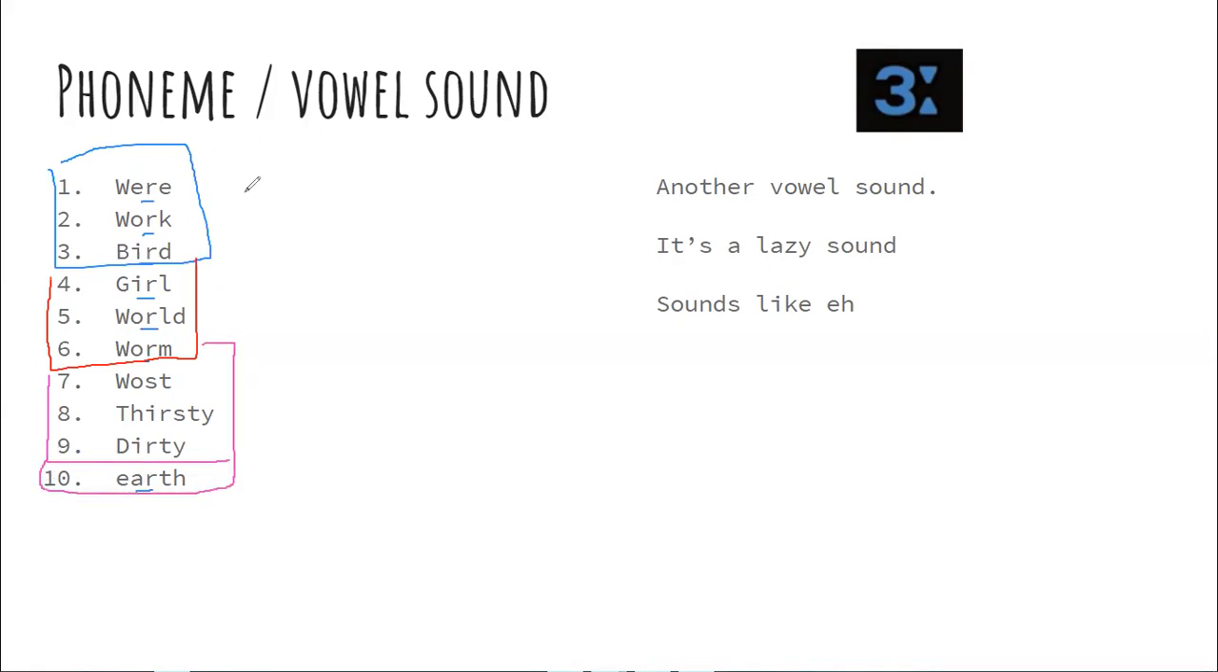Okay, so these are the patterns. This is the sound: where, work, bird. Martuco, try. A ver. Voy a repetir lo que... Yes, of course. Where, work, bird. Yes.